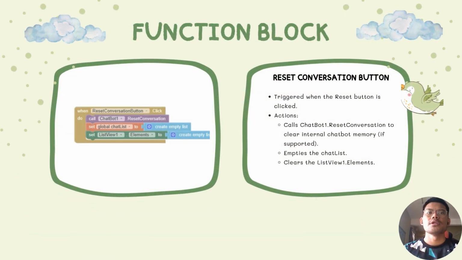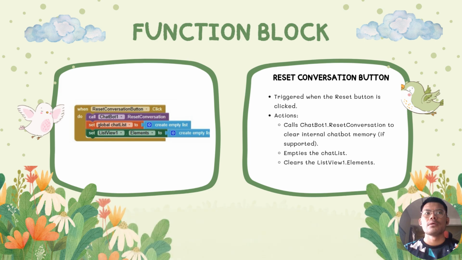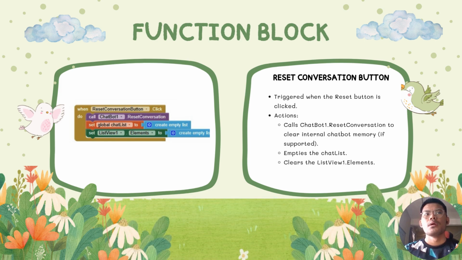So for the last function block, we have the reset conversation button. So how does it work? So when the reset button is clicked, the app performs the following actions. Firstly, it calls chatbot1.reset conversation. This command resets the chatbot's internal memory, clearing any previous context or history from the conversation.